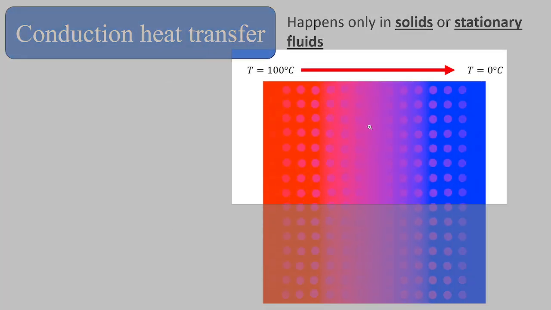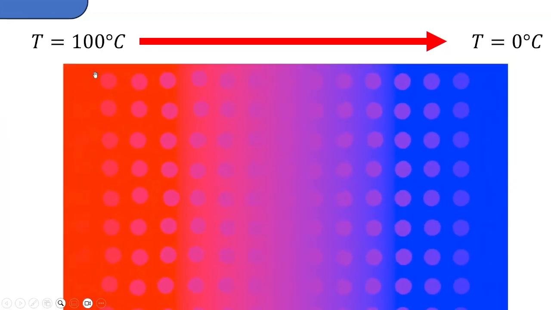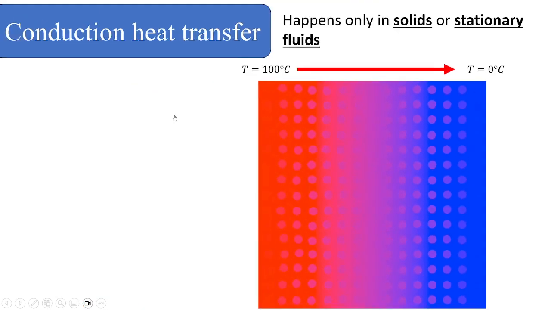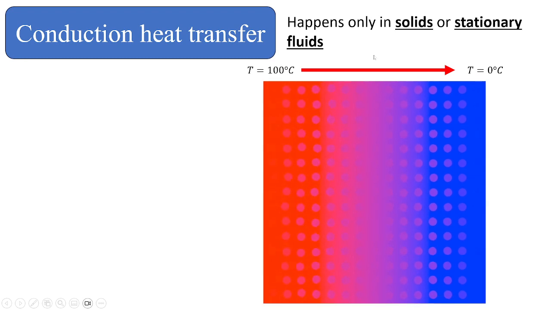As we can see in this animation, these particles represent the material at 100 degrees Celsius, and it has a lot of energy, so it vibrates at a higher speed than the atoms that are at lower temperature. This makes collisions between these particles, which transfers the energy from the more energetic particles to the less energetic particles. This is the method of conduction.